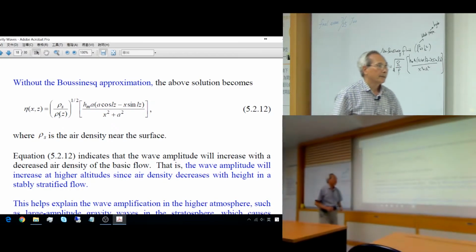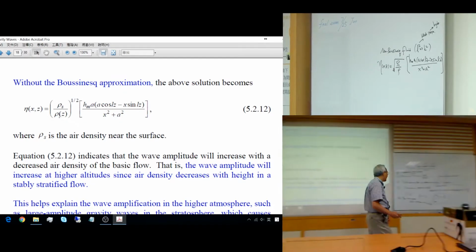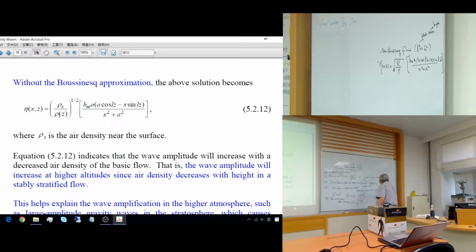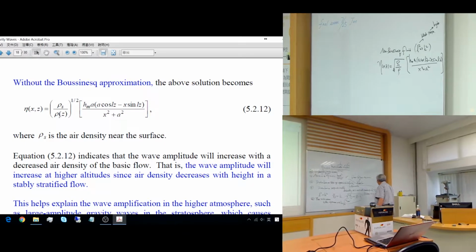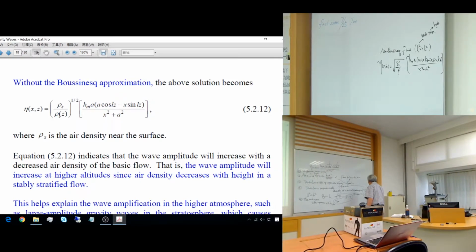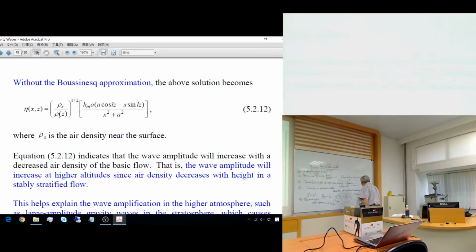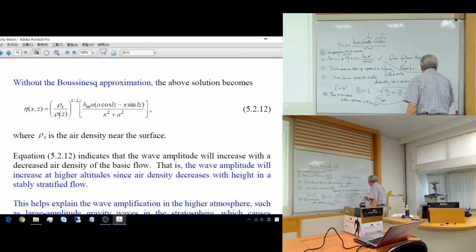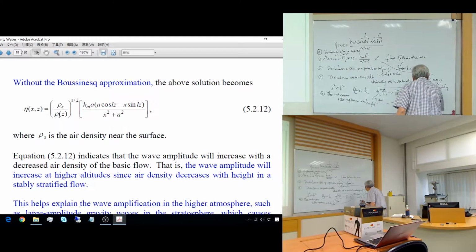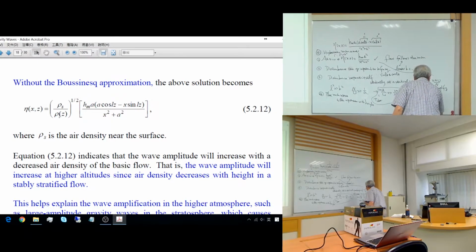So waves may amplify proportional to the square root of rho sub s divided by rho in a non-Boussinesq fluid.